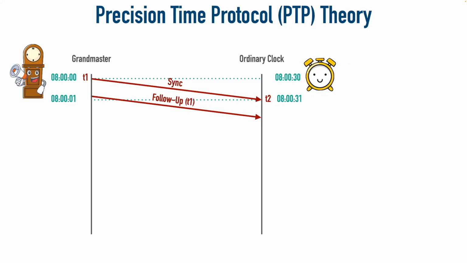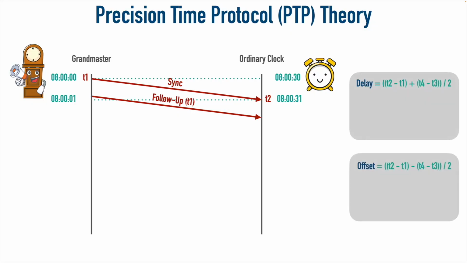Here's the challenge, though. The ordinary clock cannot just adjust its time by 31 seconds because part of that 31 seconds is the network delay, the time it took for those PTP packets to make it over to the ordinary clock. That means the ordinary clock needs to calculate two different values. It needs to calculate the delay value, the time it takes these PTP packets to cross the network, and it needs to calculate the offset, the amount by which it needs to adjust its clock. And it can do that mathematically, and we're going to walk through that math.